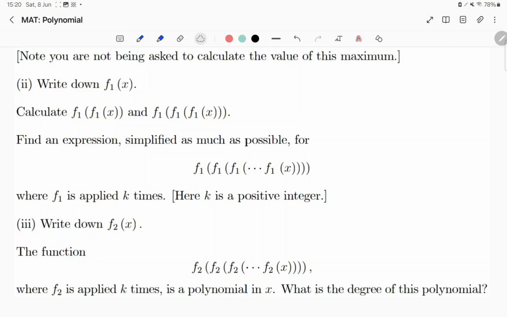Part 2. Write down f_1(x). Calculate f_1(f_1(x)) and f_1(f_1(f_1(x))). Find an expression, simplified as much as possible, for this function where f_1 is applied k times. Part 3. Write down f_2(x). The function below, where f_2 is applied k times, is a polynomial in x. What is the degree of this polynomial?